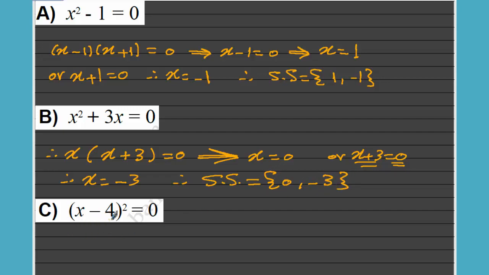Here we have (x − 4)² = 0. Then x − 4 = 0. We have (x − 4)² = 0, which means the bracket itself equals 0. This implies x = 4. So the solution set equals {4}.